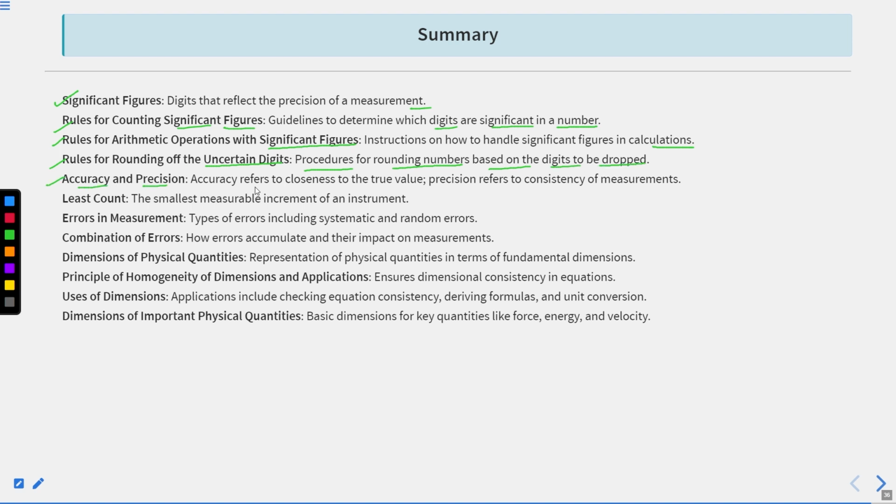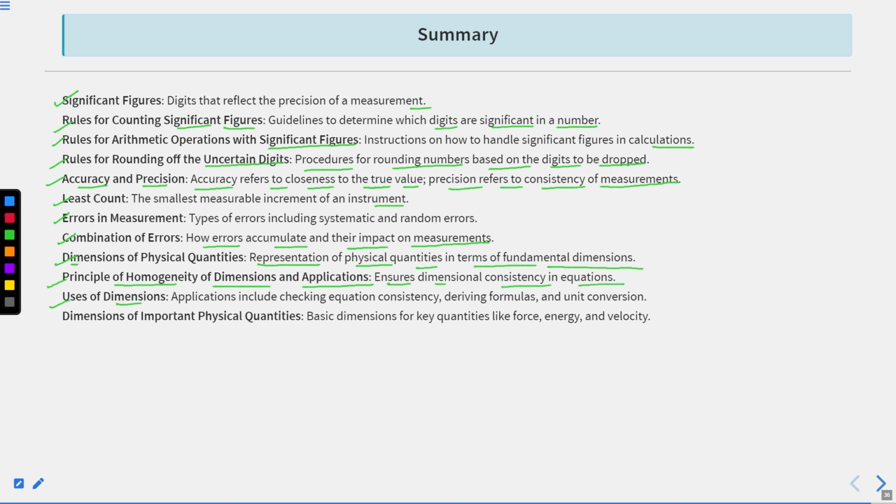Accuracy and precision. Accuracy refers to closeness to the true value. Precision refers to consistency of measurements. Least count, the smallest measurable increment of an instrument. Then errors in measurement, combination of errors, how errors accumulate and their impact on measurements. Then dimensions and physical quantities, representation of physical quantities in terms of fundamental dimensions. Then principle of homogeneity of dimensions and applications, ensuring dimensional consistency in equations.